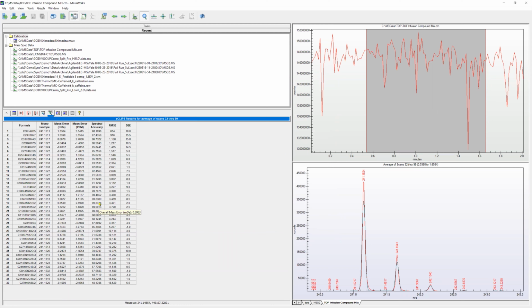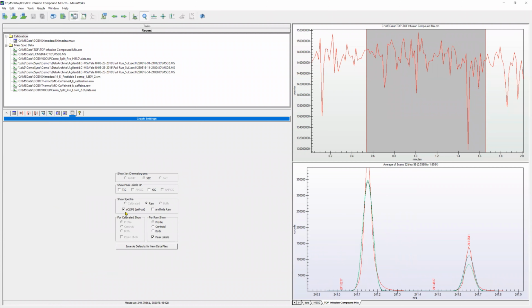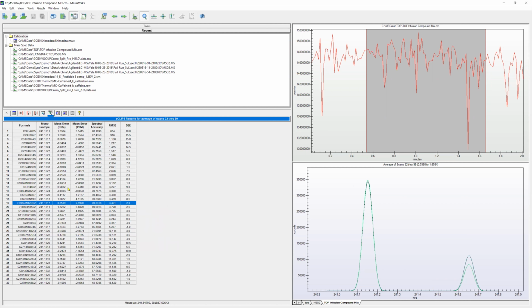And if you look here, if I zoom in, let me clear it up a little bit. I'm just going to hide the raw. So that's an overlay of this particular formula, which has a spectral accuracy of 90%, and obviously the isotope pattern doesn't match very well. If I go to the top match, what you'll see is an almost perfect match at 98.2% or thereabouts spectral accuracy.